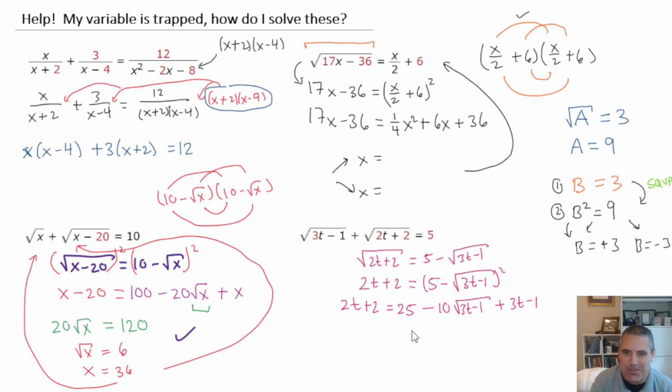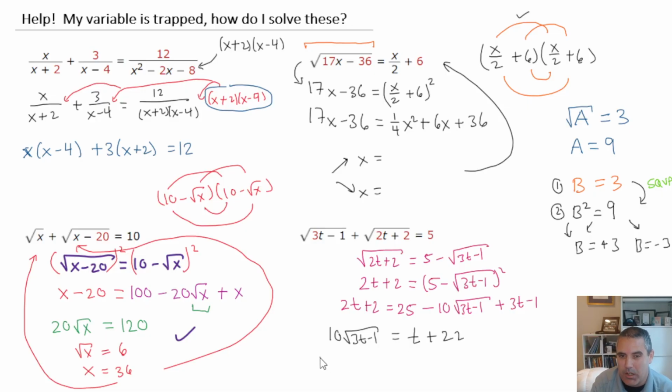Then you sort of take a breath, and then you isolate the square root again. So let's isolate. This is going to be 10, the square root of 3t minus 1. And then we're going to move everything to the other side. So this time it's 3t minus, so it's just going to become a t. And then it's 24 minus 2, so it's 22. And then we're going to square again.